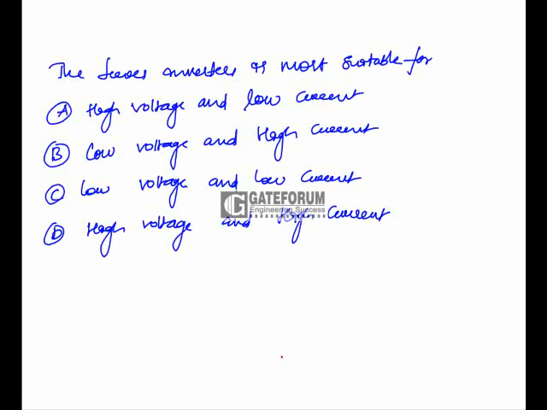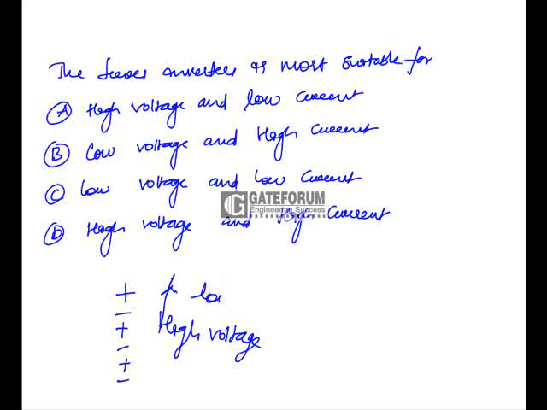Next, these inverters are most suitable for what? Always, the term series refers to voltage, and the term parallel refers to current. When more inverters are connected in series, its voltage rating is increased. So you can say directly that it has high voltage. Since these are connected in series, the current flowing through the load is always low current. So high voltage and low current, option A is the correct answer.